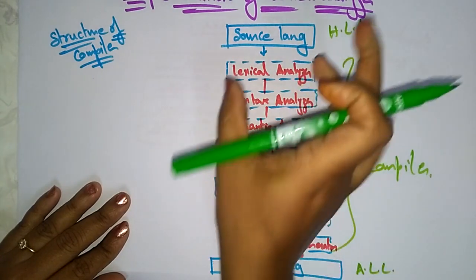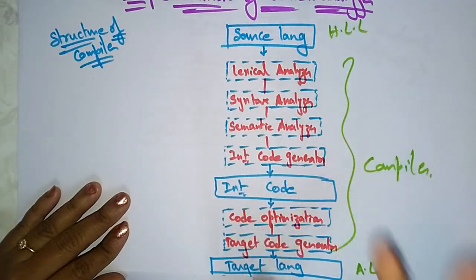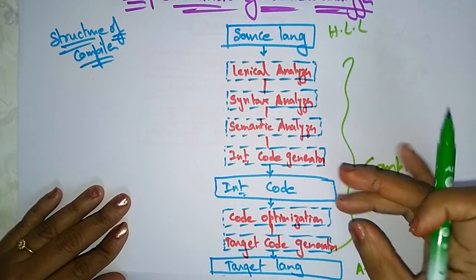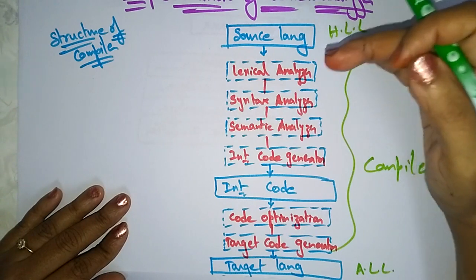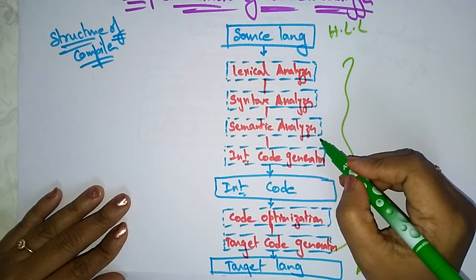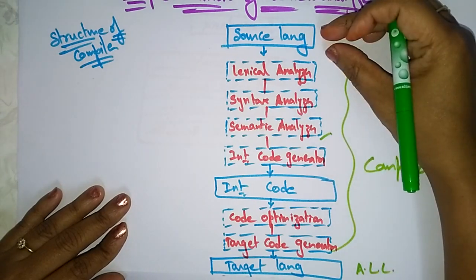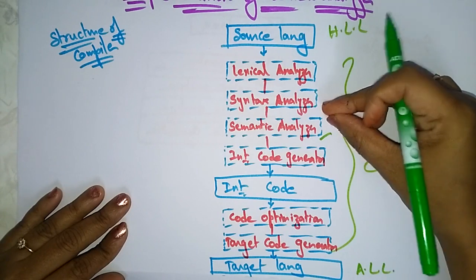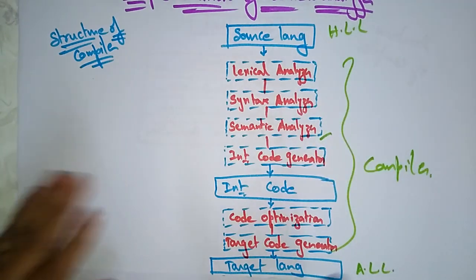So before discussing each and every phase, let's recall the structure of compiler so that you are aware of what stage you are in. The high level language is already converted. If you want to discuss semantics, first that high level language should be converted into lexical, and lexical should be converted into syntax. Next it should be in semantics, like that.